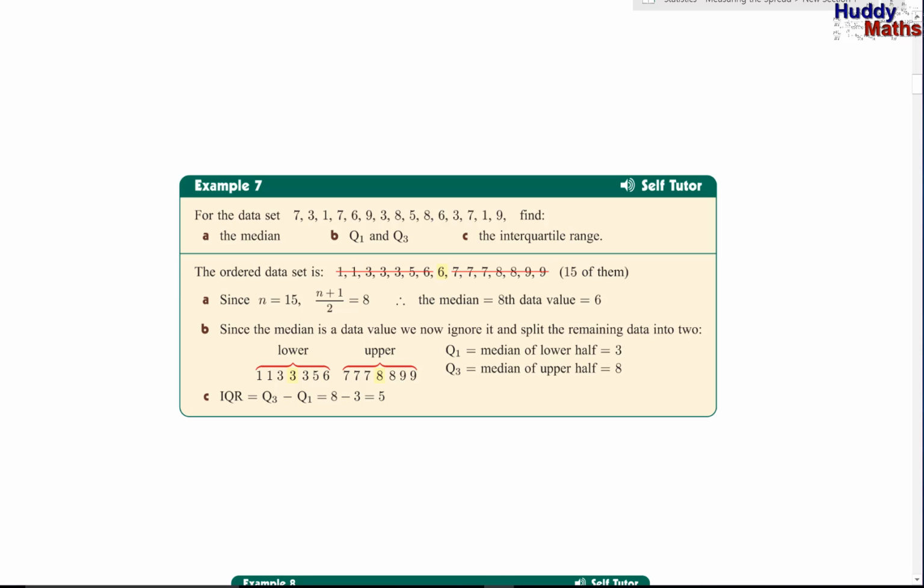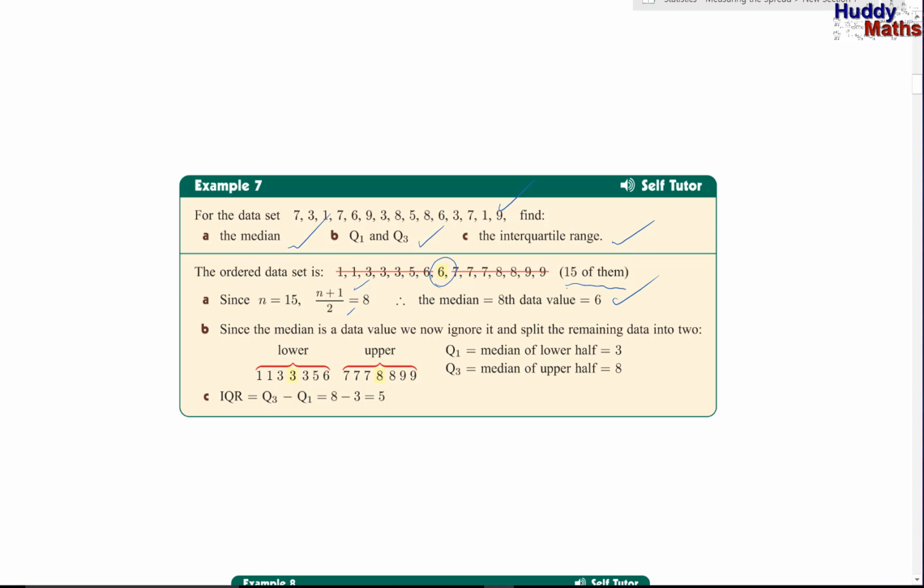mean and the median. Okay, so here's the data set here, and let's do the median, find the quartiles exactly, and find the interquartile range. So let's put them all in order. So there are 15 when we put them in order. So the middle score is the 15 plus 1 on 2, which is 8, and the 8th score is 6.